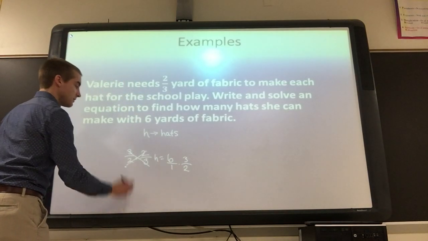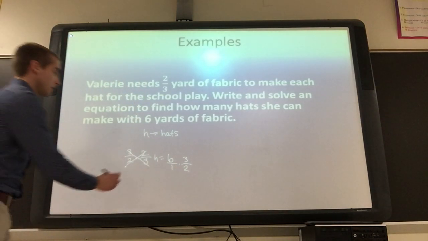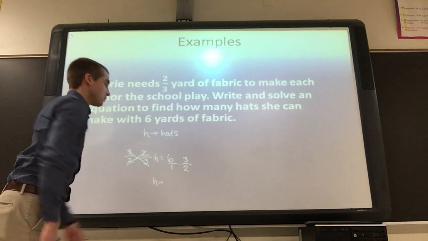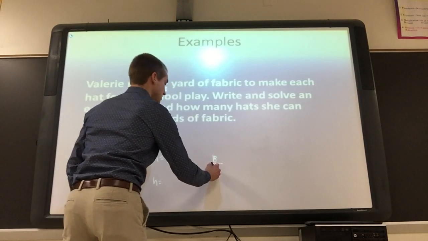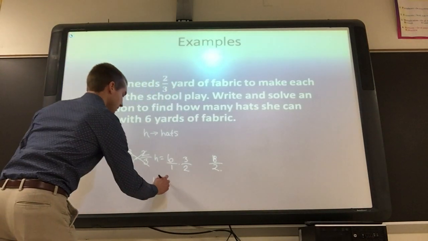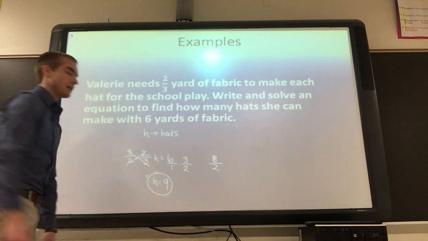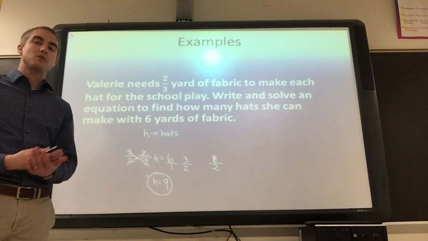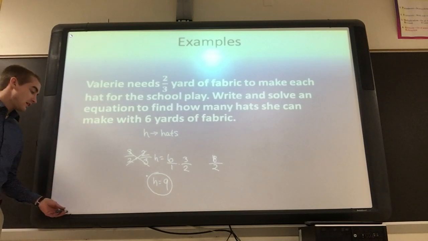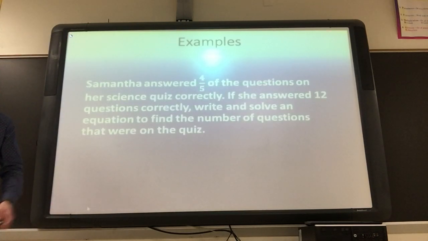Those are going to cancel out because you get 6/6 or 1. So you're left with 1H equals 6 times 3 would get us 18, and 1 times 2 is 2, and 18 divided by 2 would be 9. So she can make 9 hats with that 6 yards of fabric. So really the mechanics, the steps that you take to write these equations, even to solve them, is the same. You just have fractions now instead of whole numbers. So I want you to pause the video, answer that one, and then we'll come back and see how you did.